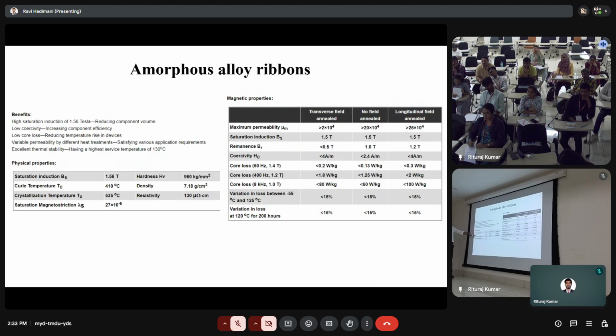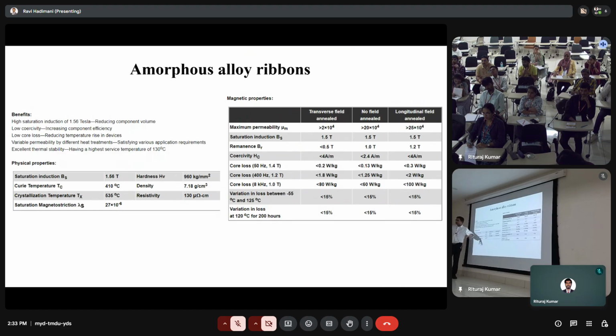The saturation BS, or magnetization, is 1.5 Tesla, which is quite high. All these are basically good parameters, right? The Curie temperature, 410 degrees centigrade, is quite high.